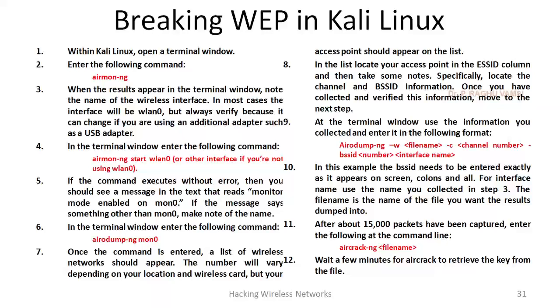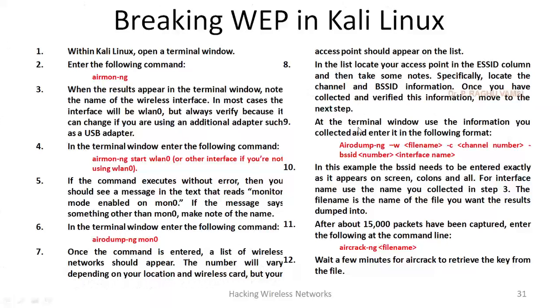In the terminal window, enter the following command. Open another terminal window and run the next command, airodump-ng mon0. Here it will list the packets. mon0 is an alias name given to wireless LAN 0 under monitor mode. Once the command is entered, a list of wireless networks should appear. The number will vary depending upon your location and wireless card, but your access point should appear in the list.